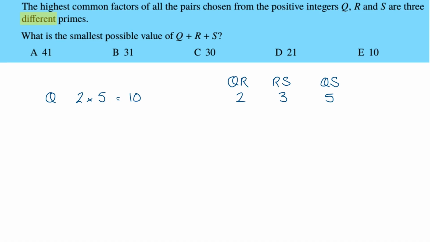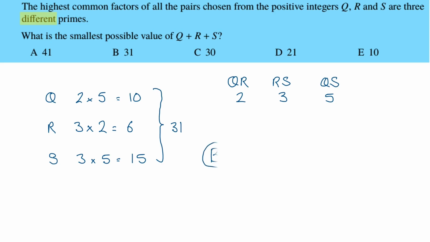Similarly with R, I've got prime factors 2 and 3, so the smallest number I can make is 3 times 2, which is 6. And with S, the smallest number I can make is 3 times 5, which is 15. If I add these numbers up, that gives me 31, and that is indeed the smallest value I can get. So as to today's question, relatively quick after last week, it is just a nice straightforward B, 31.